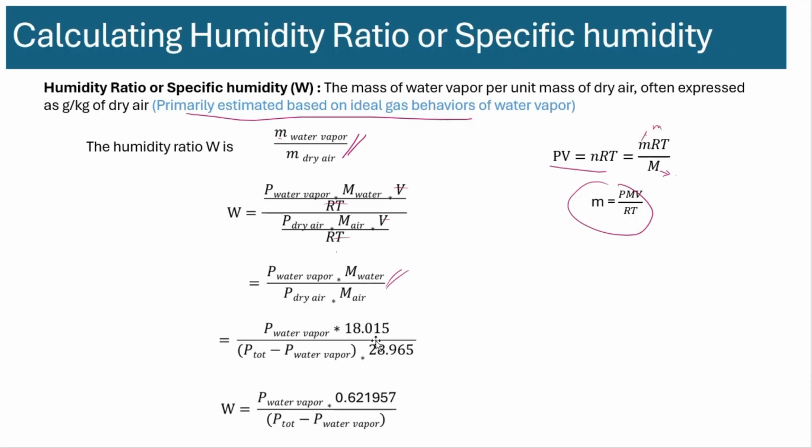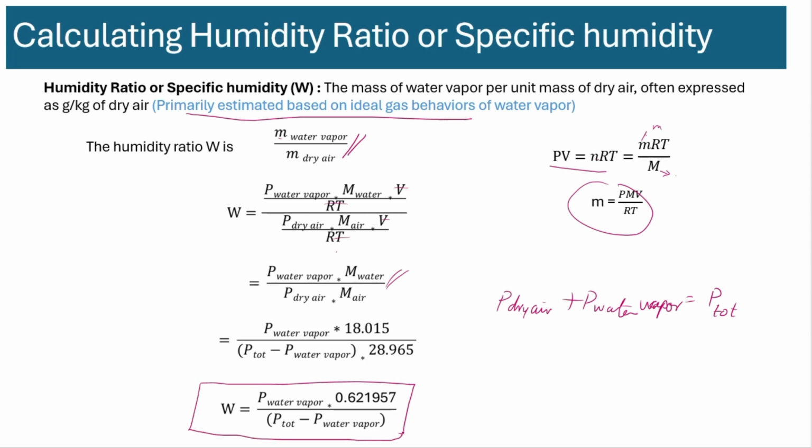You put in that ratio here, and then you know the pressure of dry air using Dalton's law of partial pressures. We know that P dry air plus P water vapor is P total. Total pressure is the sum of these partial pressures. So you can rearrange everything and rewrite everything in terms of partial pressure of water vapor. Then you can calculate humidity ratio using this simple formula.